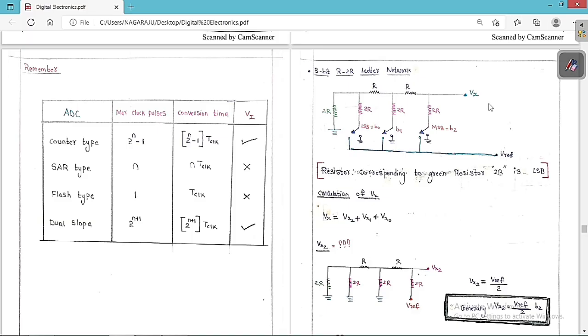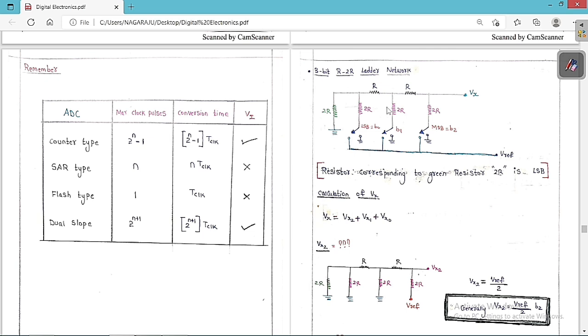We are going to learn about another new concept, which is called a 3-bit R-2R ladder network. I have already told you, this is called a DAC. This is one of the DACs, meaning we are going to convert the digital input to an analog output. Now we will see how we are going to make this happen.